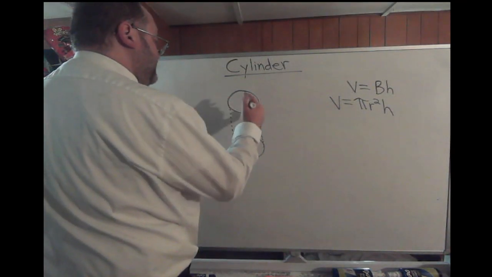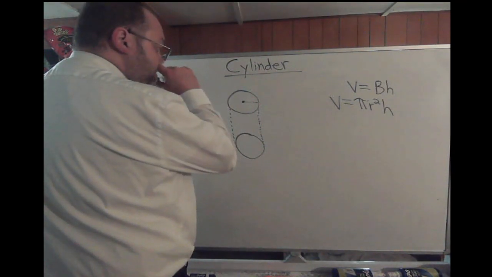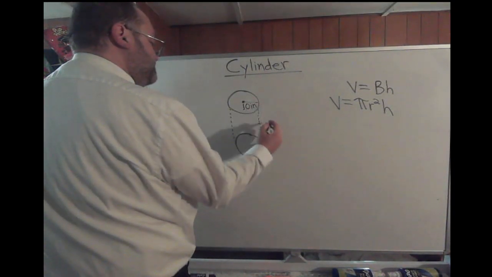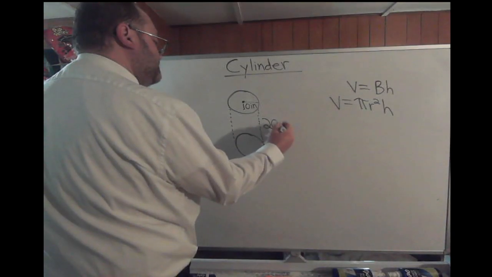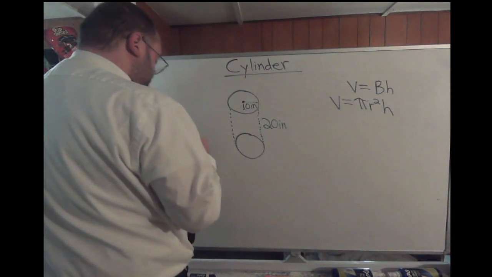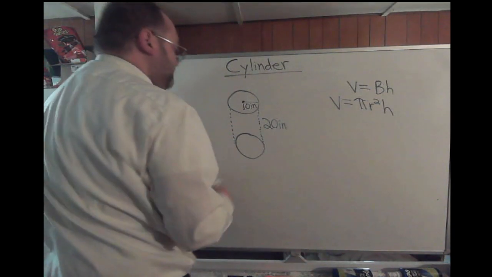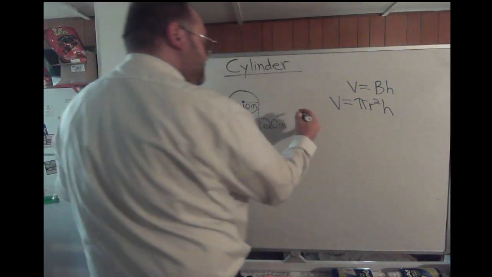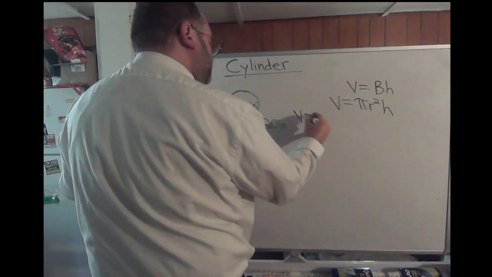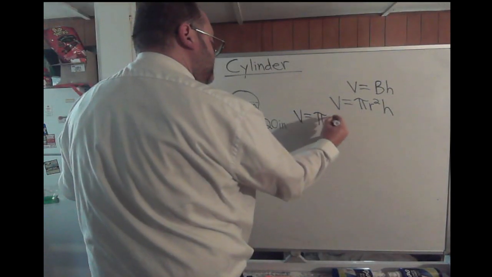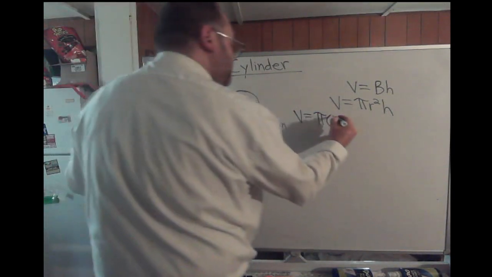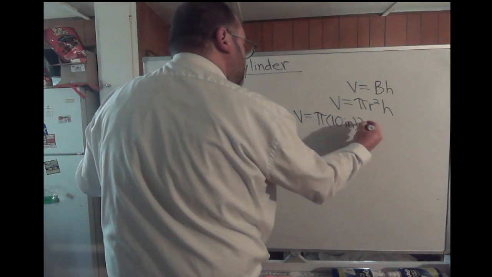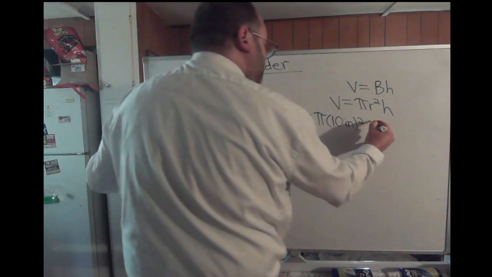Alright, let's say the radius of this base being a circle is 10 inches. We'll say the height is 20 inches. So we want to find the volume of this cylinder. What you're going to do is take pi times the radius of the base, 10 inches, to the second power. Then you'll take that times your height of 20 inches.